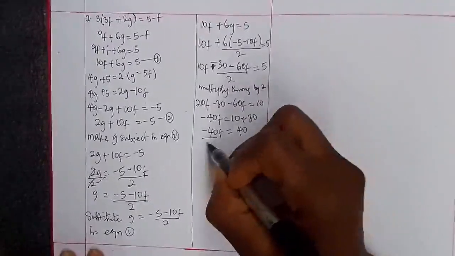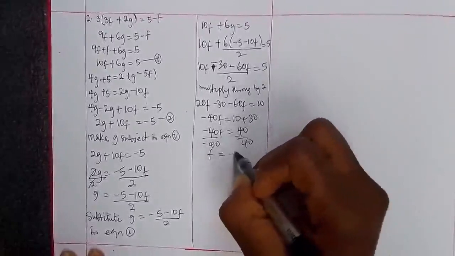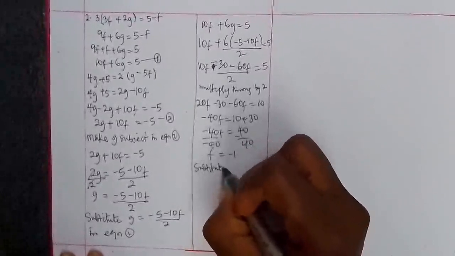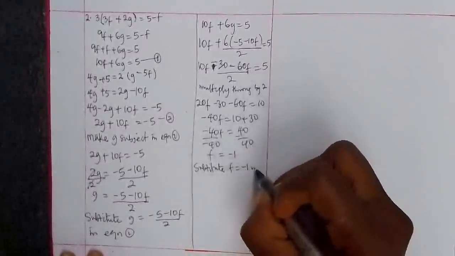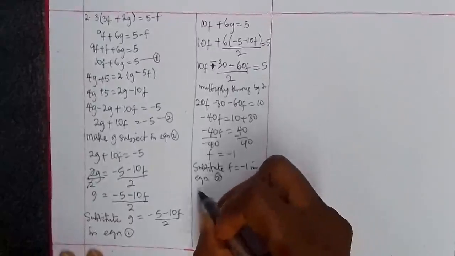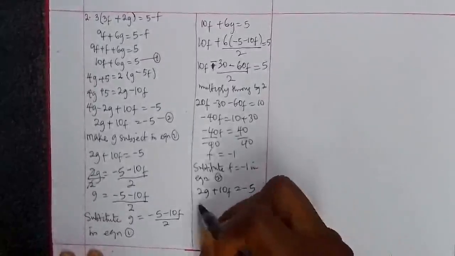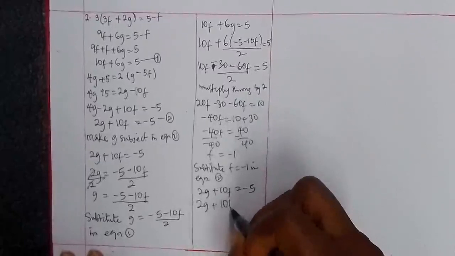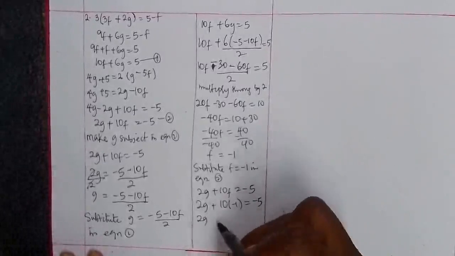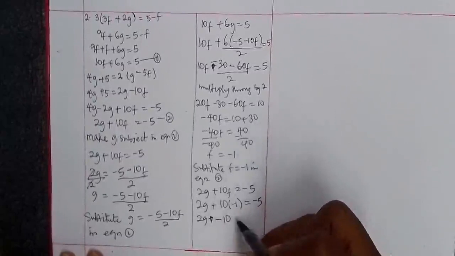Divide both sides by minus 40. So what we have, f is now equal to minus 1. So we substitute f equal to minus 1 in any equation. So let's choose equation 2 right now. Equation 2 says 2g plus 10f is equal to minus 5. So 2g plus 10 times minus 1 is equal to minus 5. So we have 2g plus minus 1 times 10, minus 10, is equal to minus 5.